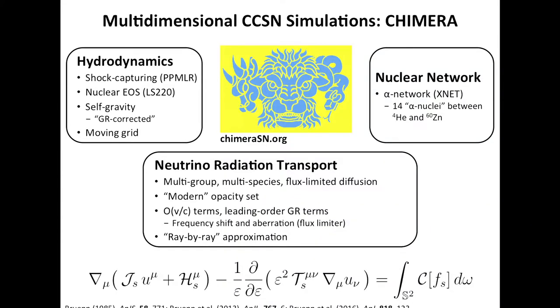And in multi-D, solving the Boltzmann equation is very expensive. It has not been done in full 3D yet, and we're solving for angular moments of the distribution function in a flux-limited diffusion approach in Chimera. But it uses a modern opacity set. It includes relativistic corrections that are necessary. It also approximates the transport in a ray-by-ray approximation, which solves in a spherical polar coordinate system spherically symmetric transport problems along each radial ray. This is done for computational expediency, but it's an approximation that we're working to get rid of.